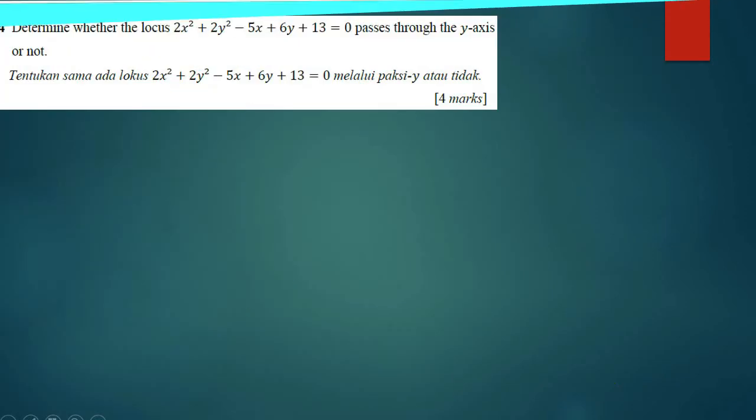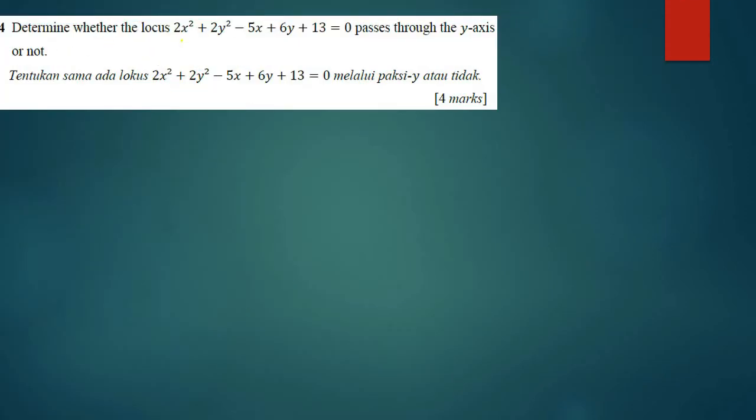Clear? Okay, let's see question number 4. Determine whether the locus passes through the y-axis or not. So we know that to pass through the y-axis, the coordinate x will be equal to 0. So we have to substitute x equals 0 into the equation.